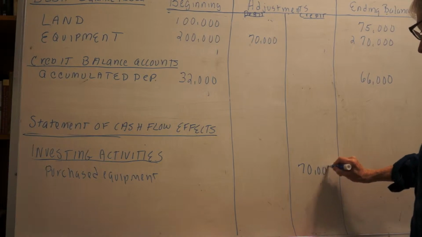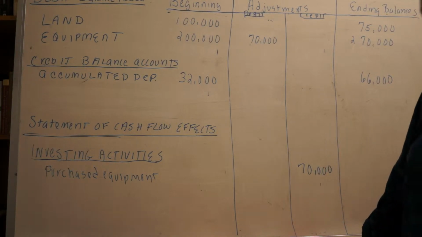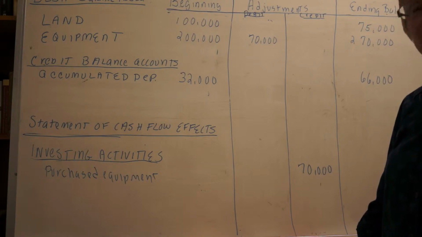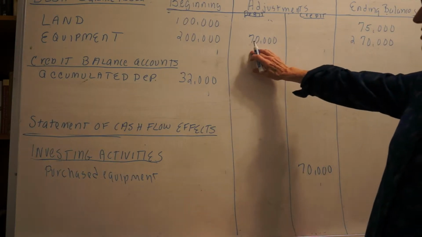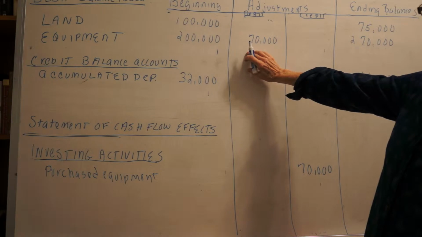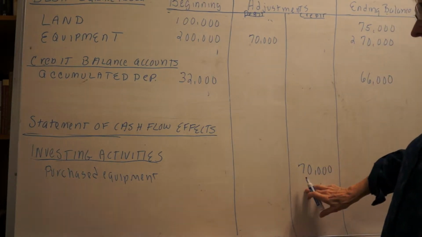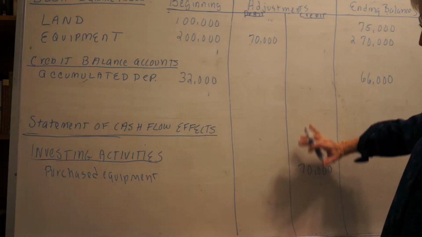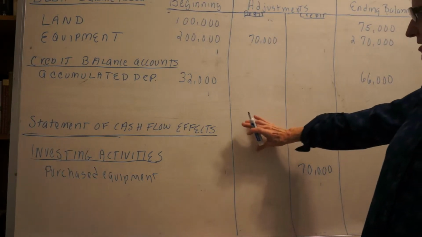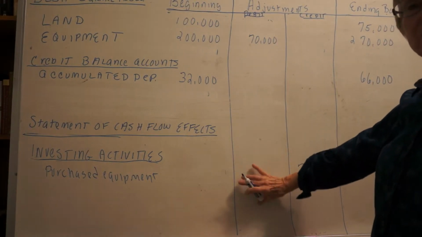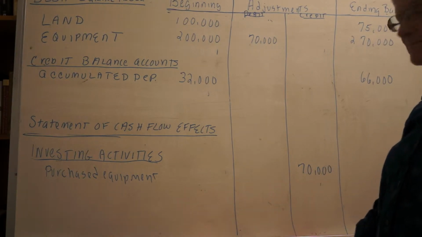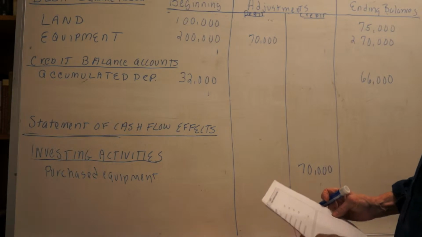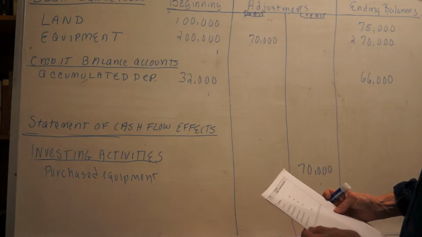So working in the investing section, it's a little bit more intuitive on seeing the impact of cash. We bought some equipment, here's the equipment that we bought, and we paid out cash. This is the cash flow effect, and the credits are going to be cash out. The debits are really cash that came in, okay? Let's see, what else? Oh, land. Well, let's do the accumulated depreciation.